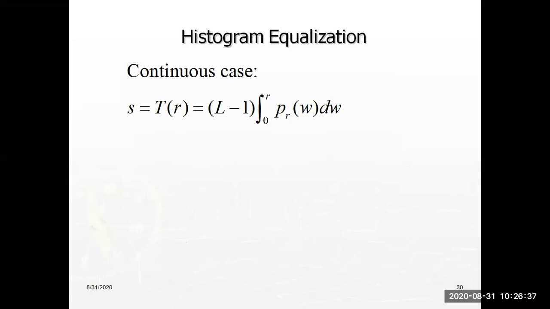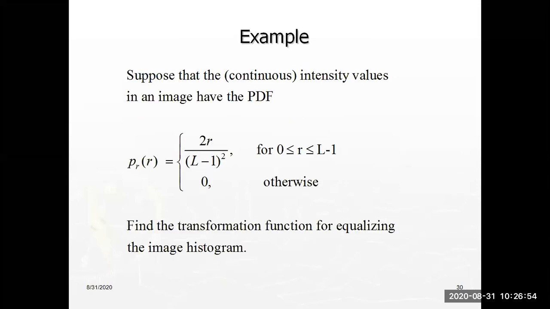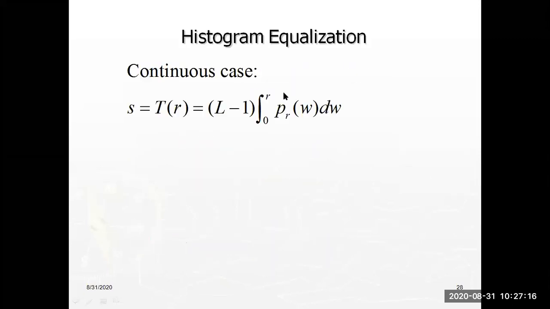Next, histogram equalization continues. Here, this is a continuous case. But what is our image? Our image is not a continuous image. It is digital. Remember, all of you. This is only for one standard value. This is standard: S equals T of R equals L minus 1 into the integral from 0 to R of PR of W dW. It is the histogram equalization function for continuous.